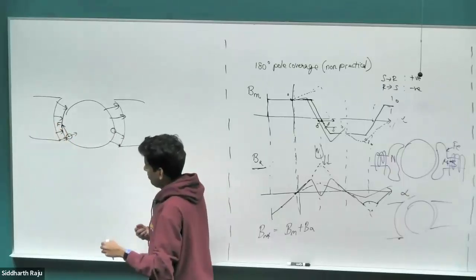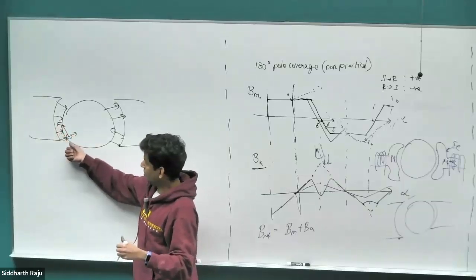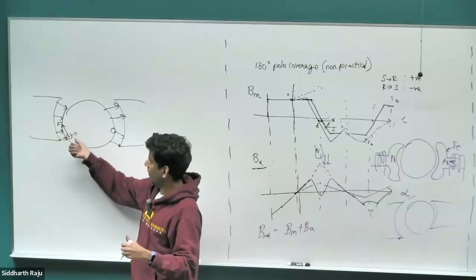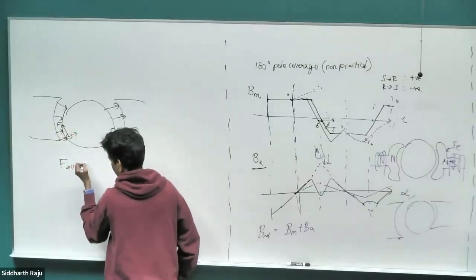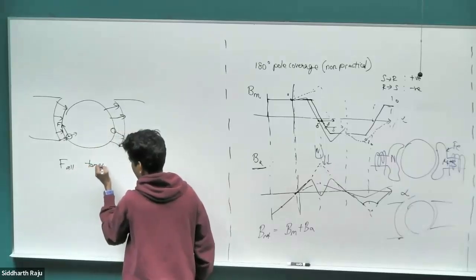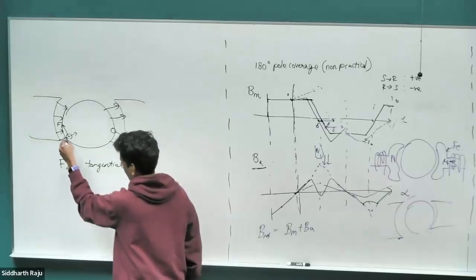So that's going to be the force, and the force is all perpendicular to the current carrying conductor, tangential to the surface of the iron core. So the force is all going to be tangential. There is no component that is pulling the conductor out.